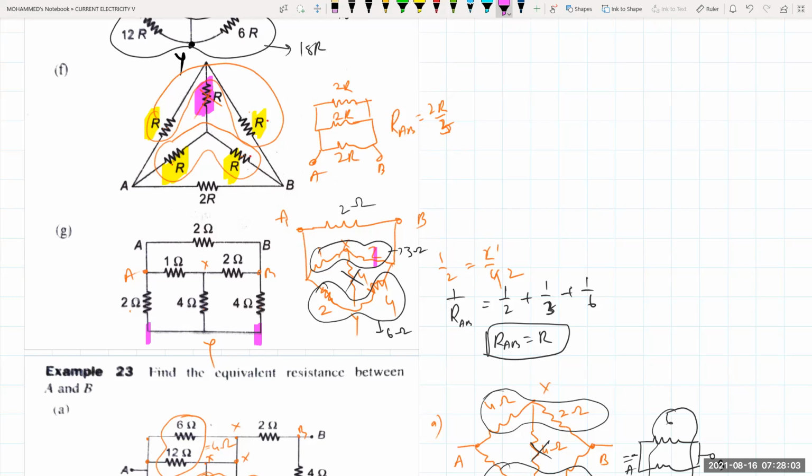Now see, I have taken A and B outside. Between A and B, there is one resistance above, 2 ohm. And below, this point will also become A, and this point will also become B. So now between A and B there are two points, X and Y. I have taken X above and Y below. Between A and X, there is 1 ohm. Between A and Y, there is 2 ohm. Between X and B, there is 2 ohms. And between Y and B, there is 4 ohms.